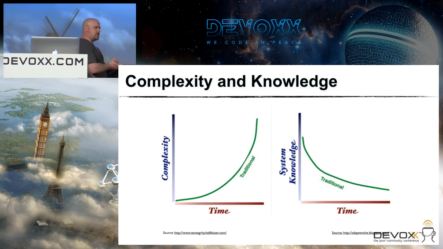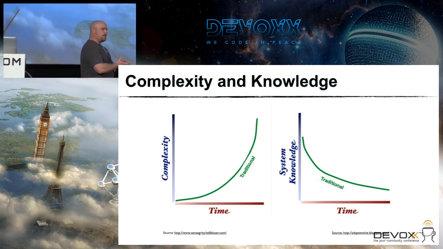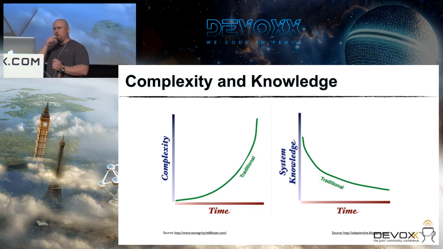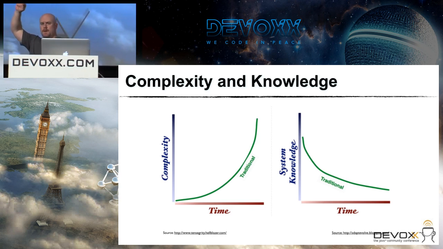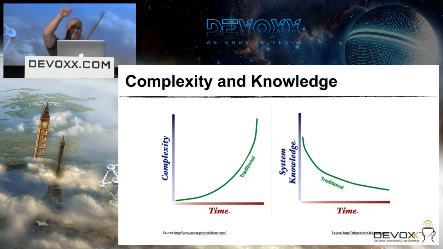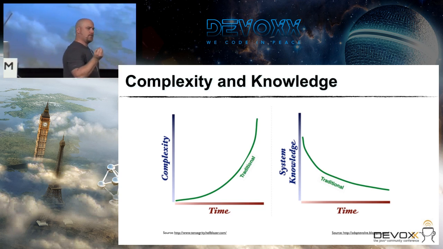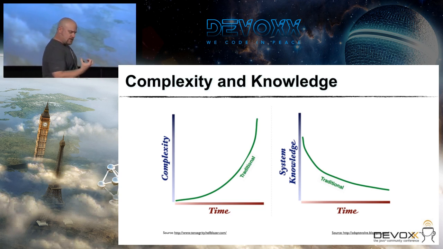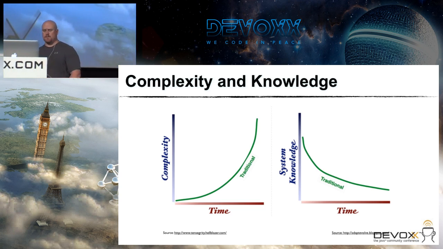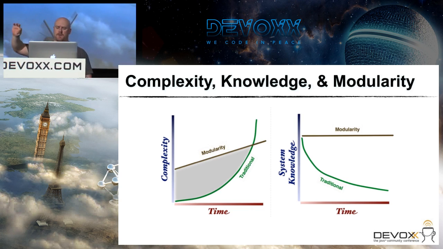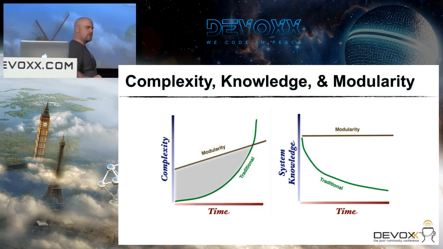We'll come back to that in just a moment. This is one of the advantages of modularity. Over time, as the complexity of our software system increases, as our software system grows, and we fight against some of the changes that we've made, the complexity increases and our knowledge of the system decreases.